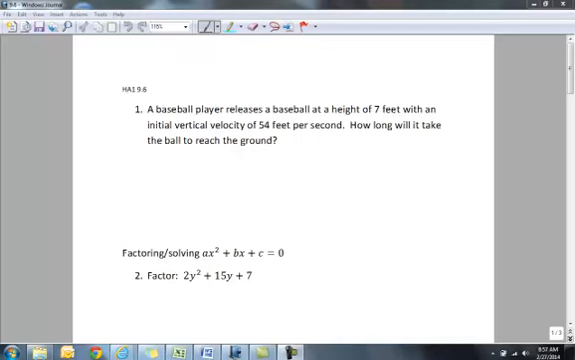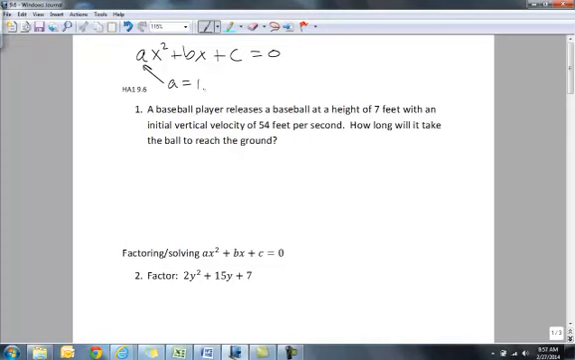This is the flip class video for Honors Algebra 1, section 9.6. And just to draw your memory back to what we talked about in section 9.5. In 9.5, we looked at how to factor and solve trinomials of the form ax squared plus bx plus c equals 0. And in every case, last time, a was equal to 1. Every single time, a was equal to 1.